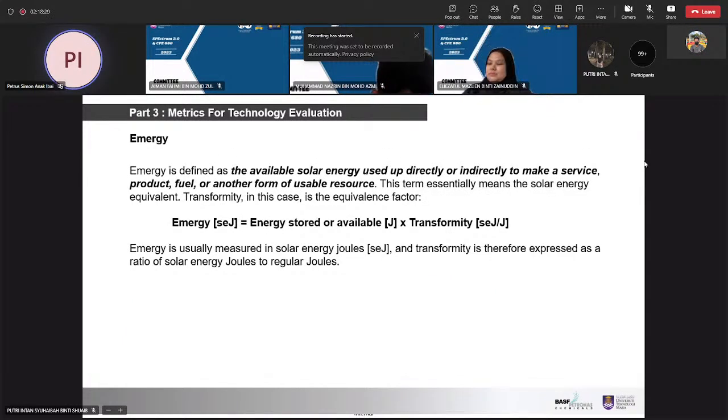So emergy is defined as the available solar energy used up directly or indirectly to make a service, product, fuel, or another form of usable resource. The unit is solar emjoule, equivalent to the energy stored or available in joules. And what is the transformity? Solar emjoule per joule.